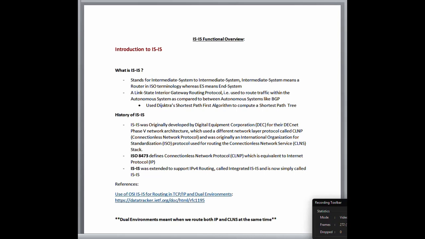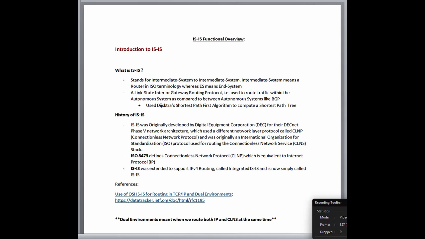The subject for this series will be the IS to IS routing protocol, which is the intermediate system to intermediate system routing protocol. In this introductory video, we will have a quick overview of the IS to IS routing protocol in regards to where it comes from, what it does, how it does it, and then we will build from there.